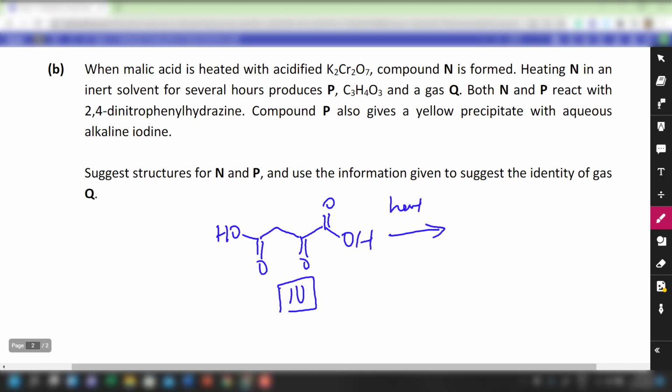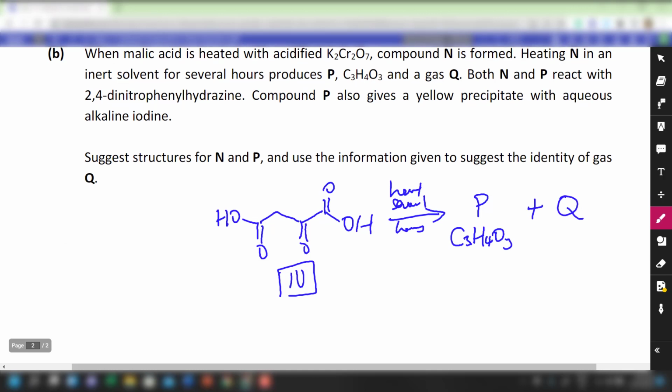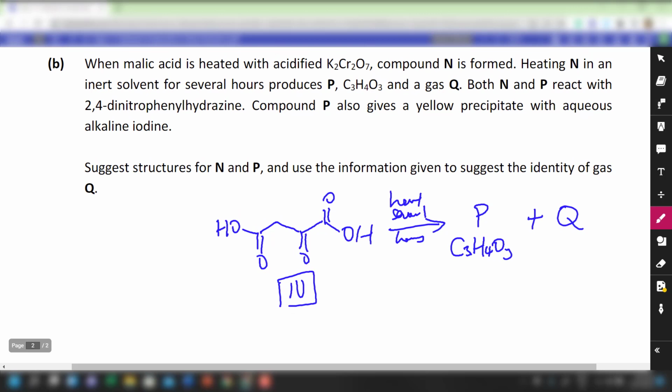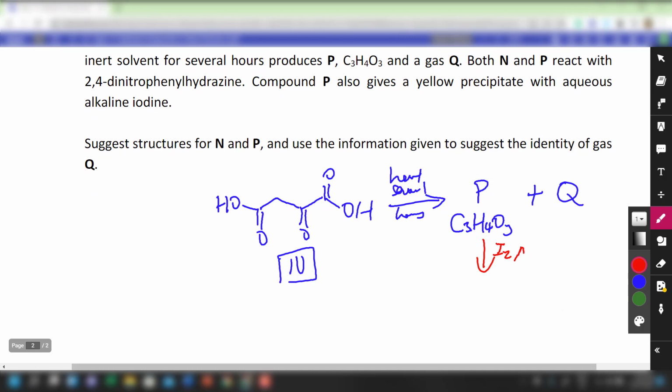So heat several hours. Okay, I'm going to produce P with the formula C3H4O3 and a gas Q. Okay, so a gas Q, I'm going to just write it as gas Q. Okay, then both N and P react with 2,4-dinitrophenylhydrazine. Therefore, P must be some form of ketone as well. Compound P also gives a yellow precipitate with aqueous alkaline iodine. Okay, so therefore I'm just going to write it out here also. So P gives a positive test with aqueous alkaline iodine and NaOH warm, and then CHI3. Okay, and then we are supposed to suggest structures for N and P, and then use the information to suggest the identity of gas Q.